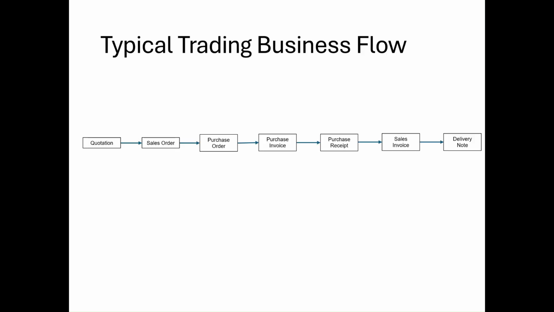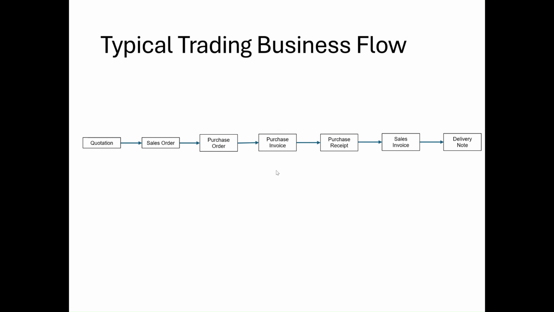To start off, a typical trading business has this flow: a quotation stage, whereby we quote the customer how much we intend to charge for the products; a sales order from the customer; and a purchase order to go and buy the products from our suppliers. For trading, we don't manufacture them, so we buy and then we sell to the customer.